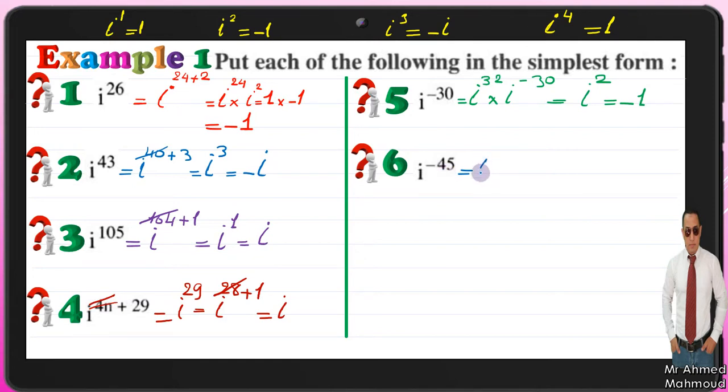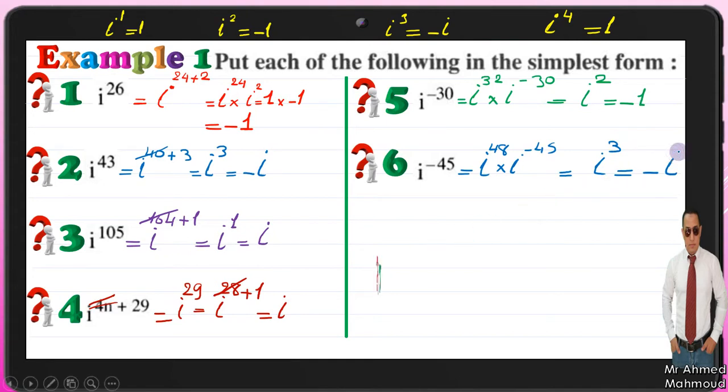So it will be i to the power 48 times i to the power negative 45. i to the power 48 equals 1. Okay, it will be i to the power 48 plus negative 45 equals positive 3. And i to the power 3 equals negative i.